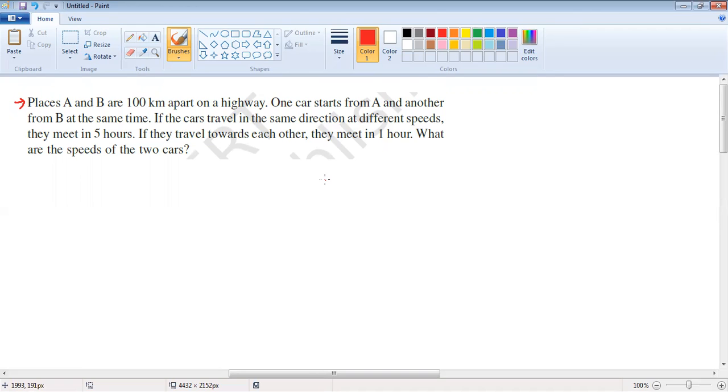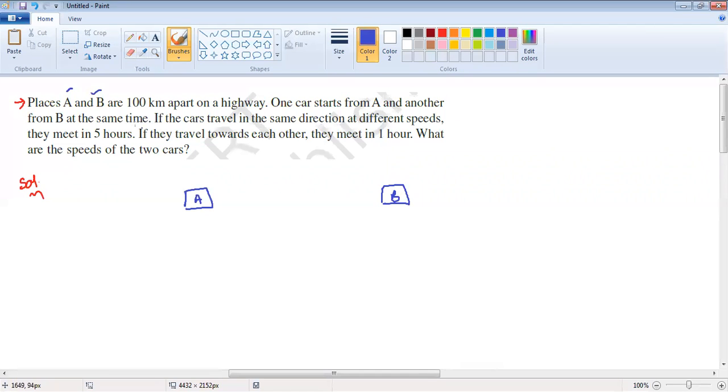Yes, sir. Can you help me? Sir, it is written car. We will take the speed of the car as x. Okay, listen. See, there are two places, A and B. Place A and place B.